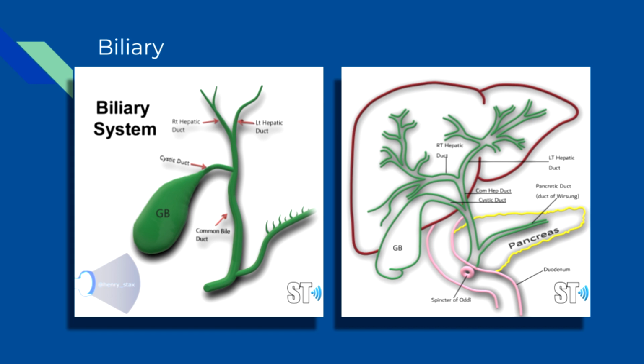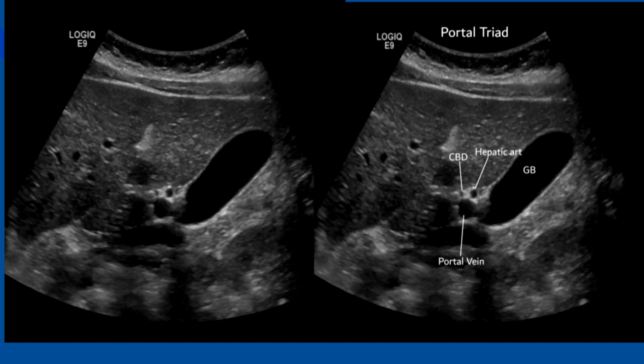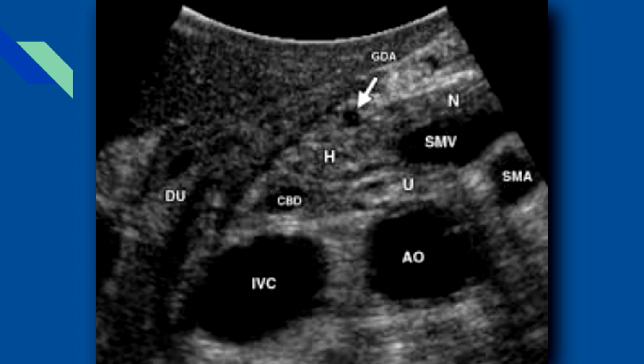The normal caliber of the common bile duct is less than 7 millimeters with a mean of 3.4 millimeters. Sonographically, it can be imaged at the porta hepatis with the portal triad and be differentiated from the portal vein and hepatic artery by using color Doppler. It can also be imaged at the head of the pancreas, posterolateral to the gastroduodenal artery.